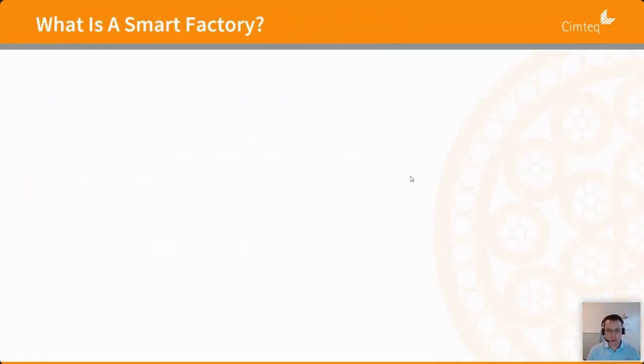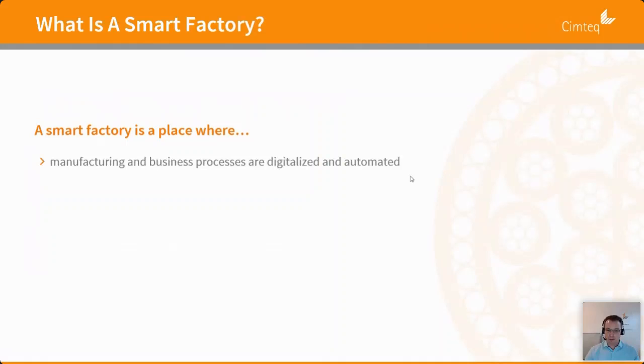So what is our definition of a smart factory? There's a million definitions in the world, but we've got a few things that we decided are the most relevant to us. For us, a smart factory, especially a smart cable factory, is a place where manufacturing and business processes are digitalized and automated. Okay, so far not very new, not very surprising, and we've been there already. Some of you are there already, but there's more to it.